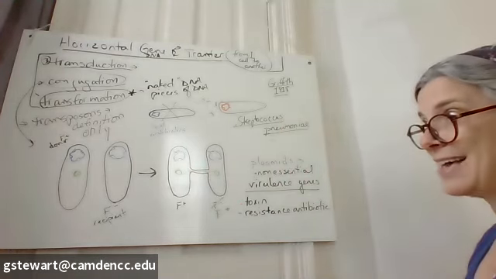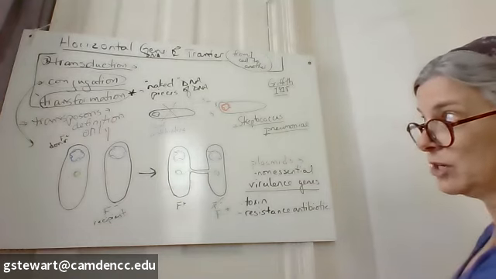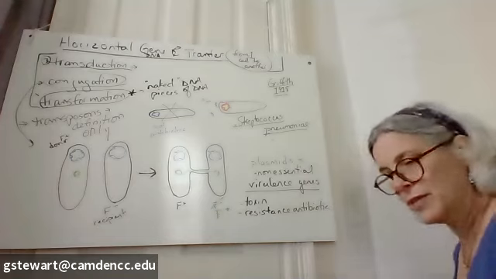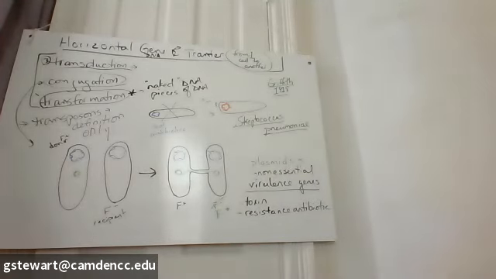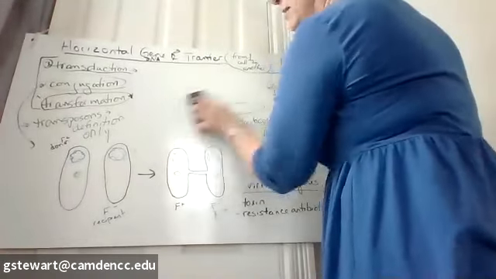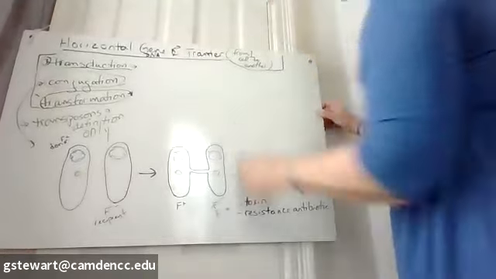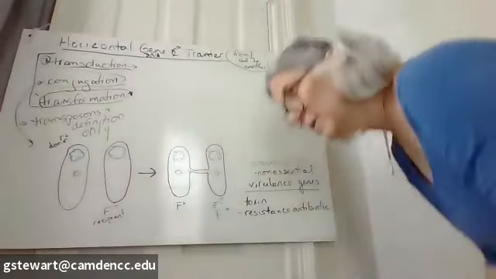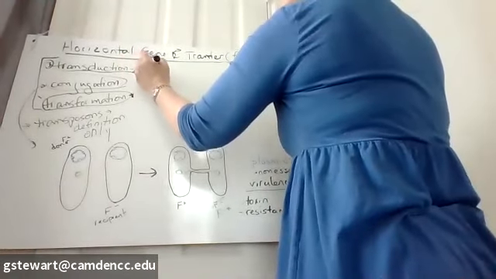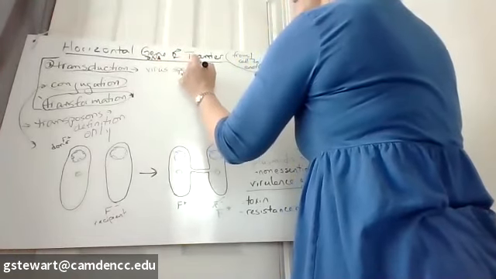And then the last method is transduction, which I incorrectly put first. And for transduction, it'll make more sense why we call transformation naked DNA when I talk about transduction. Transduction involves a virus. I know we haven't done viruses yet. We're going to do those on Wednesday. So transduction, a virus that is specific for bacteria.